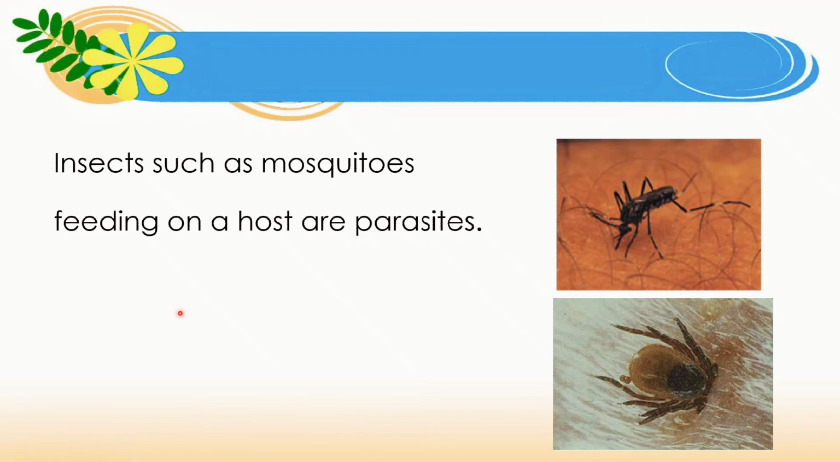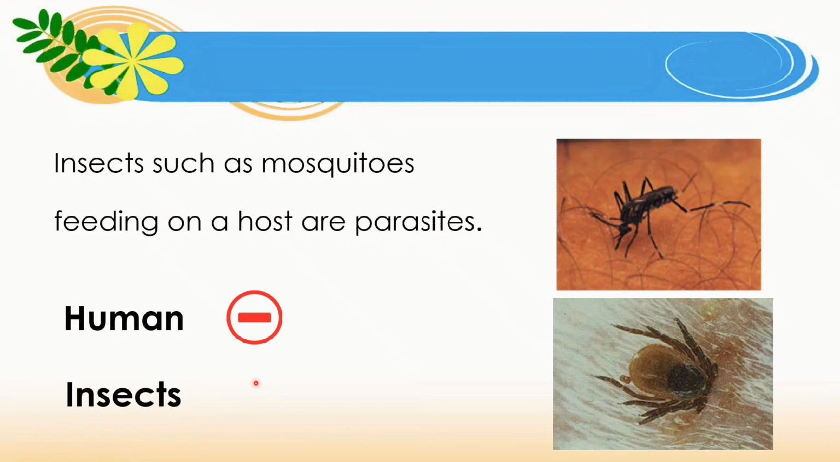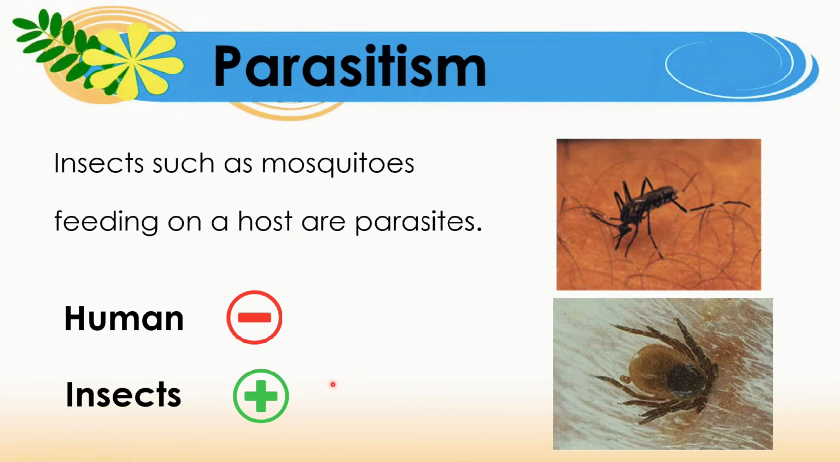Okay, for this one, we have an insect such as mosquitoes feeding on human blood. So the human gets sick, it has a negative because the human serves as the host, and this insect serves as the parasite. So they can get food, suck blood, so they have a parasitism relationship.